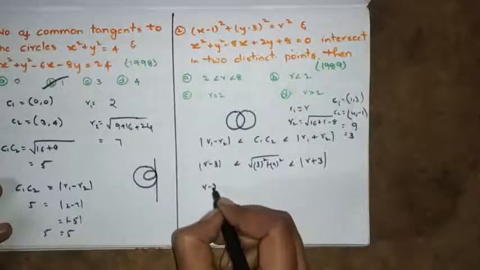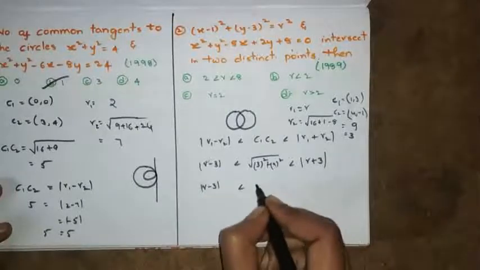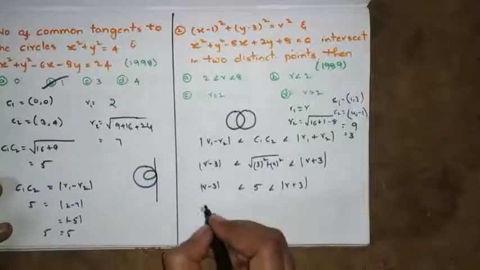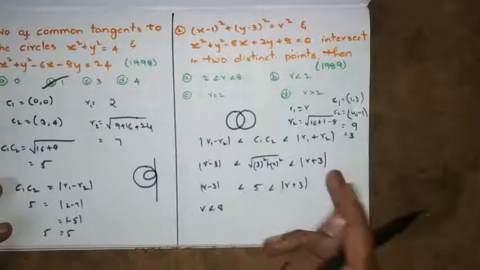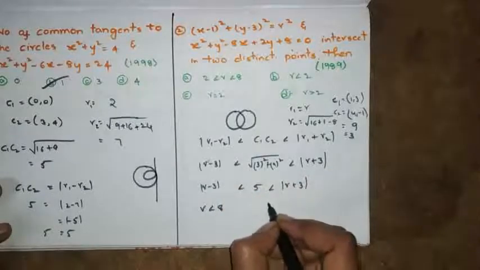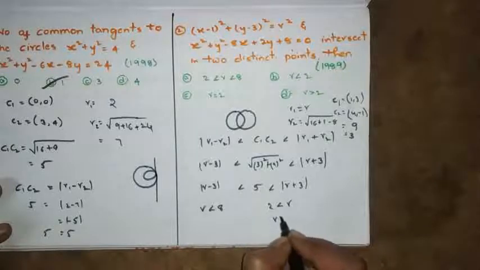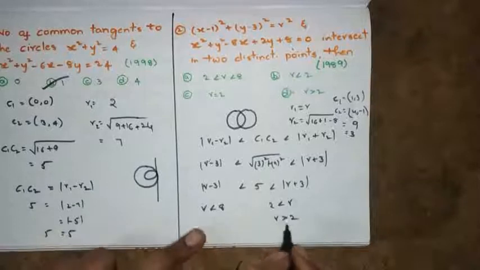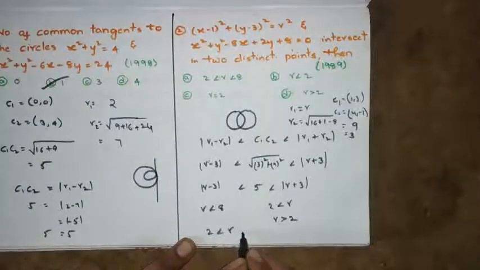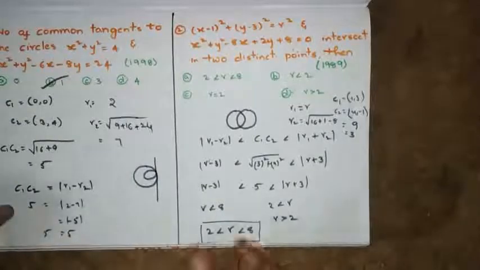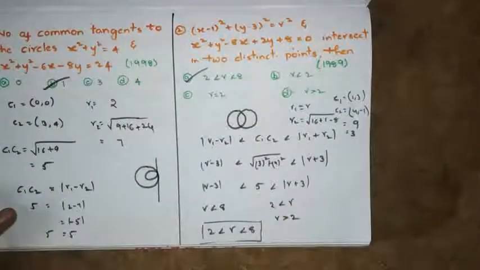Then it will become 5 is less than R1, R plus 3. It will become R is less than 8. If I take these 2 conditions, 2 is less than R. It means R is greater than 2. Combine these 2 and you will get the answer. 2 is less than R is less than 8. Yes. Okay. A option is the correct one.